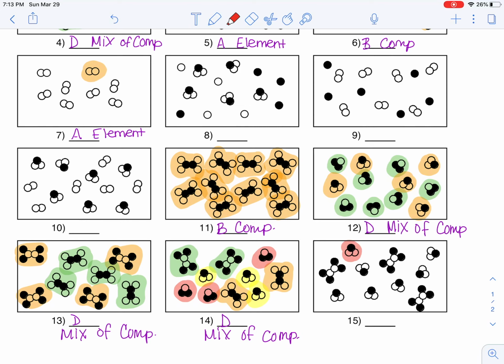Over here I have 1 black and 2 white. I also have 4 black and 2 white. And so those are all compounds. And again, I have a mixture of compounds.